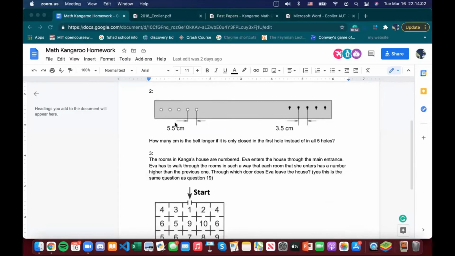Now for problem 2. This is exactly the same as one of the problems we had last time, except the distance between the holes is different.